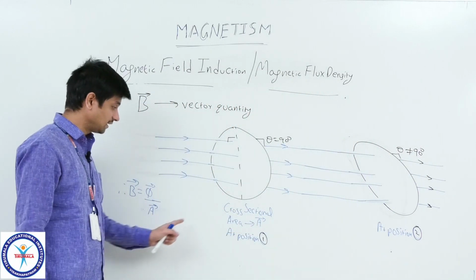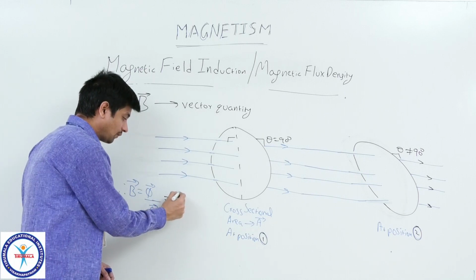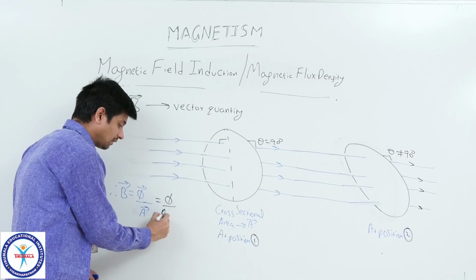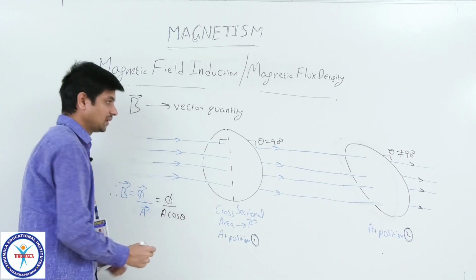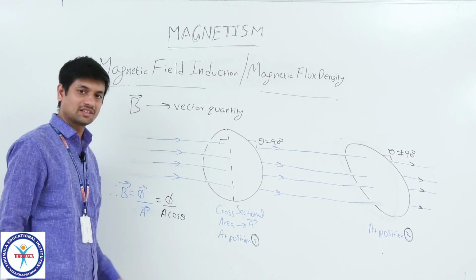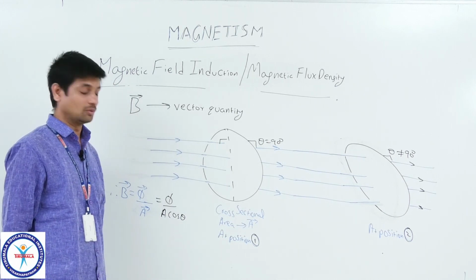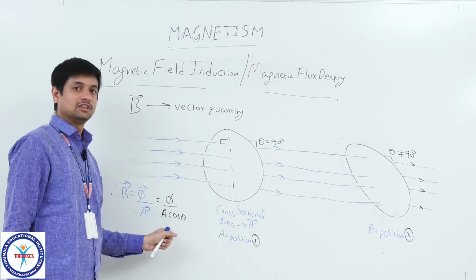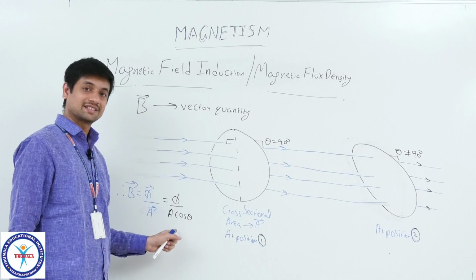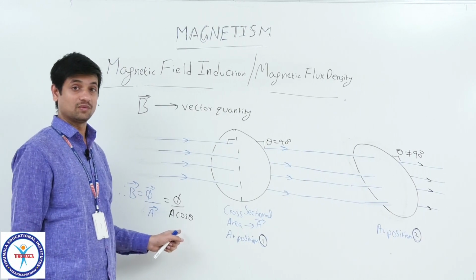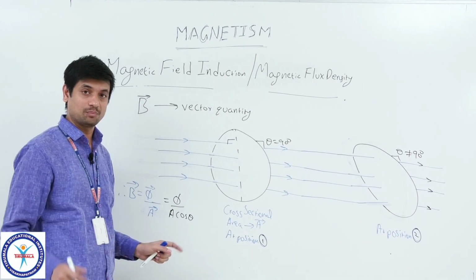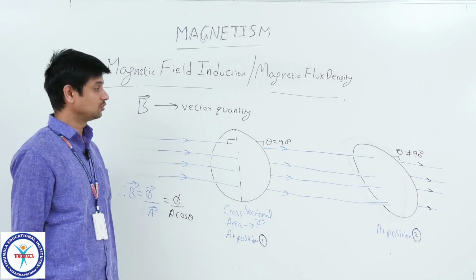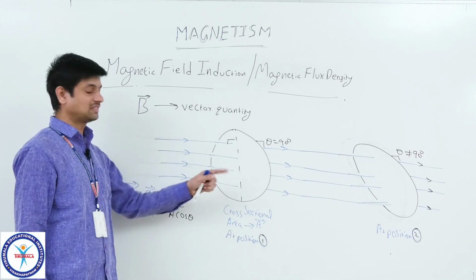But I mentioned in the previous case phi by A cos theta. If I take cos 90, what is the value of cos 90? 0. But look, it is not 90. So, what will happen? Should I take sin theta or cos theta, and which component should I take, parallel component or perpendicular component? You will learn from this explanation.